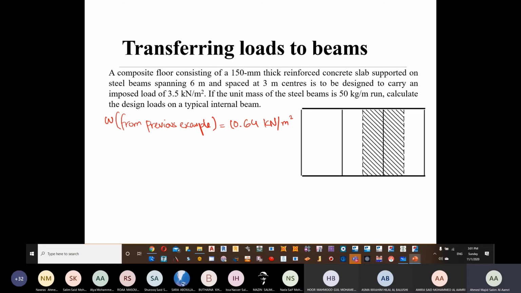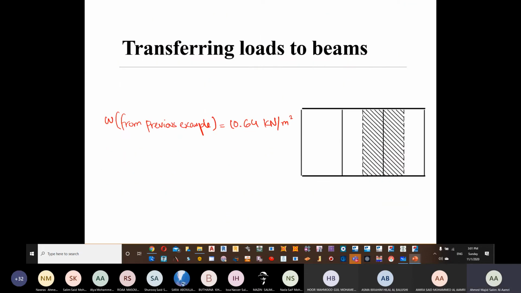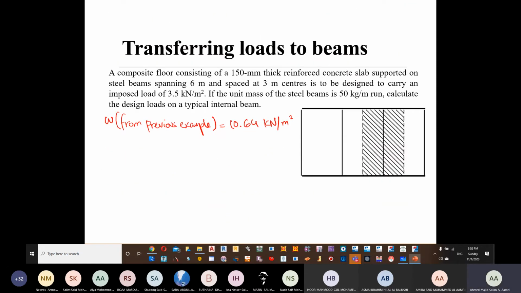Okay, so 10.64. Now they are the same because the live load here is 3.5. In the previous problem we had 3.5. The thickness of the slab is 150. In the other problem it's 150 as well. So W is going to be the same. Are we clear? Are we fine?